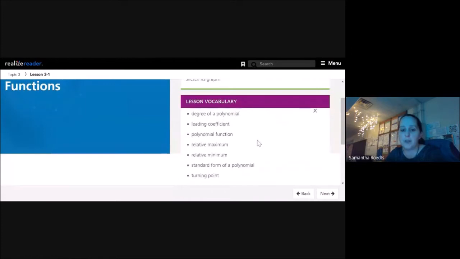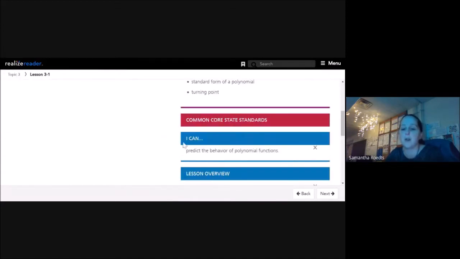So the vocabulary for this lesson, we actually have quite a few: degree of polynomial, leading coefficient, polynomial function, relative maximum, relative minimum, standard form of a polynomial, and turning point.